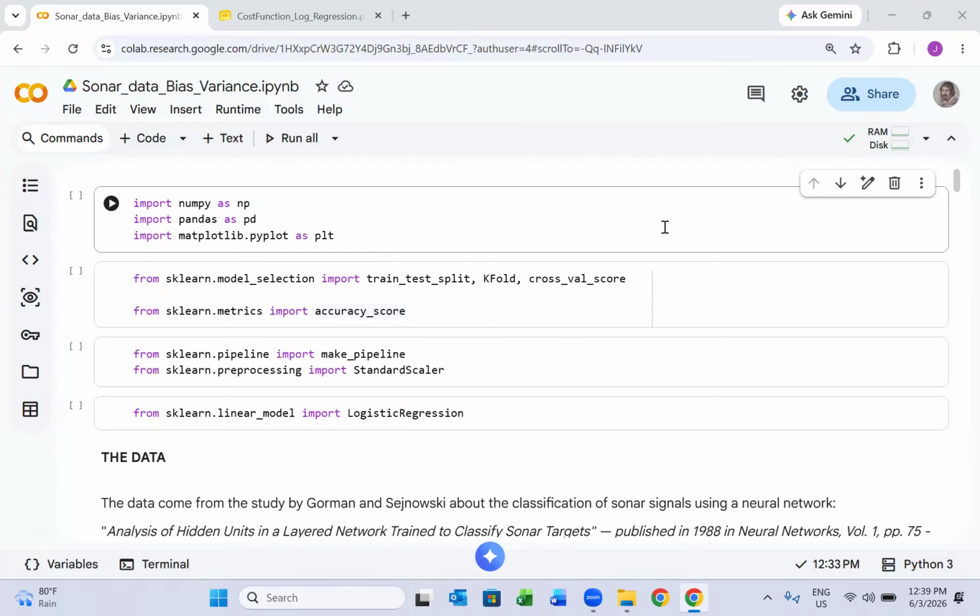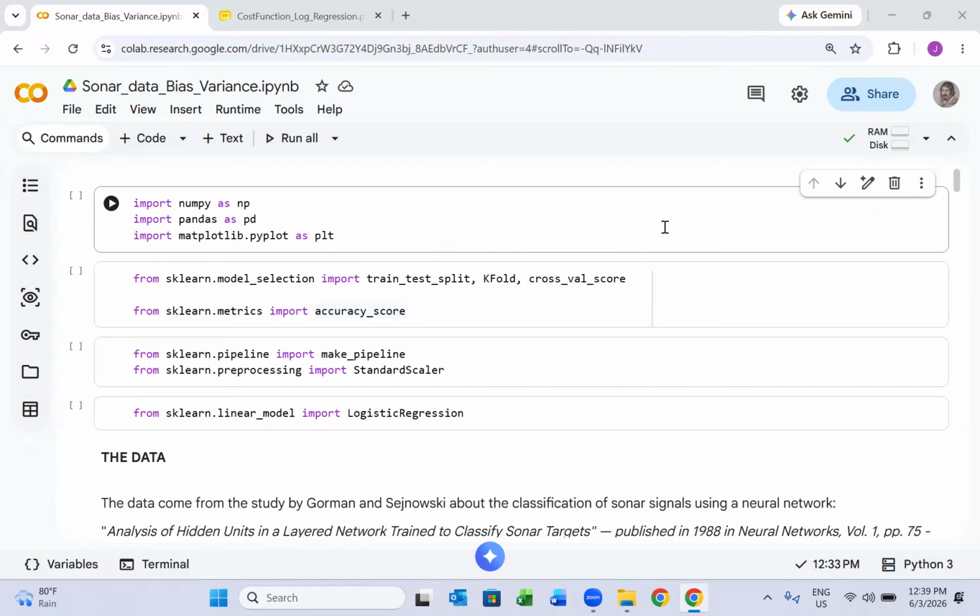Hello guys. In this video, I'm going to talk about the bias and variance in classification models. My specific goal with the video is to show you how to do a plot to visualize the presence of either high bias or high variance, which are both kind of undesirable situations when we are training machine learning models.